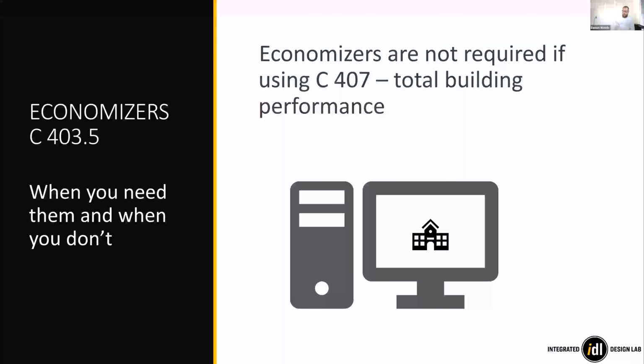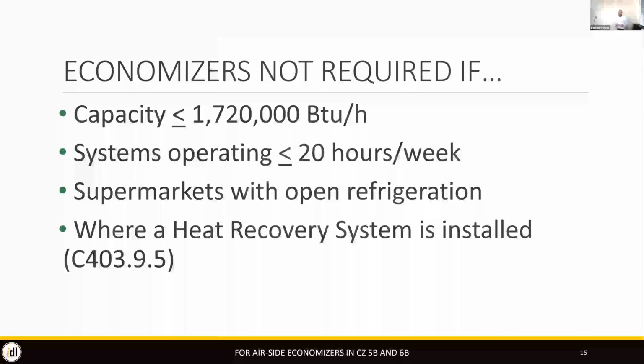So when do you need them? You don't need them if your capacity is less than 1.7 billion BTU per hour. Or if it's just a part-time operating system, or if it's a supermarket with open refrigeration, or where there's a heat recovery system that's installed. So this is kind of where to start with these systems. Is just check the box. If you meet any of these criteria, then you don't have to worry about economizers. You can move on with the rest of your design.